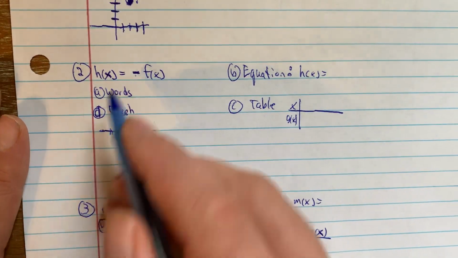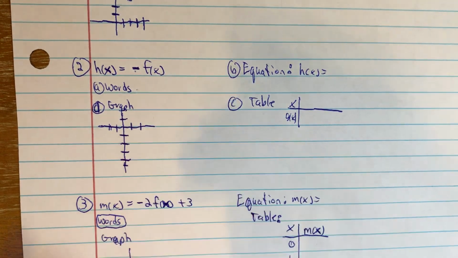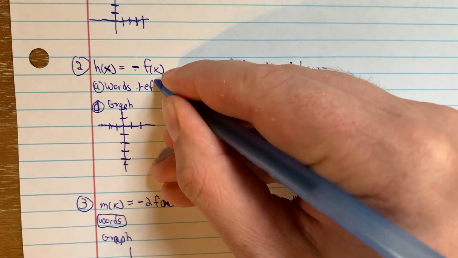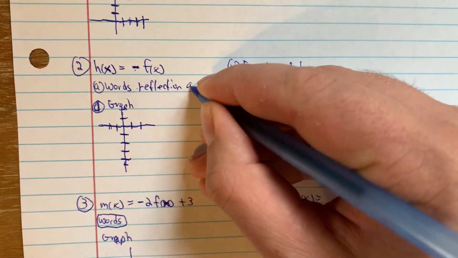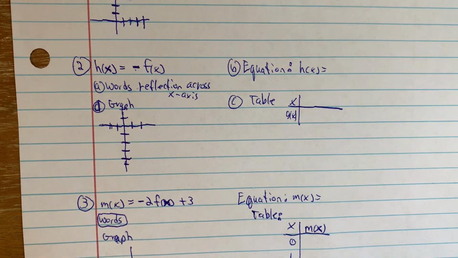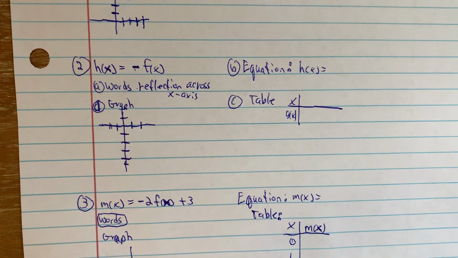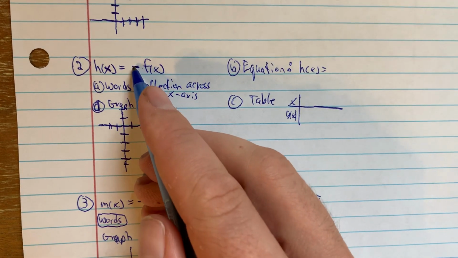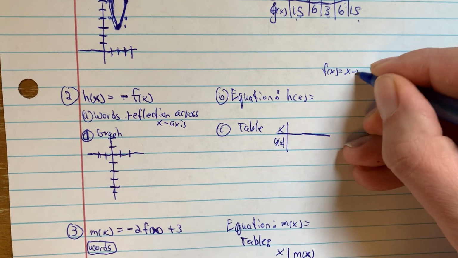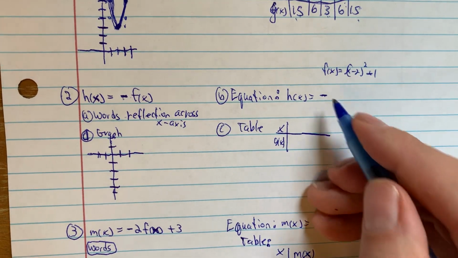This is another form of multiplying. When you have a negative in the front, it is a type of multiplying, but what transformation does it do? And hopefully we recognize this is a reflection across the x-axis. It's a vertical reflection. And this is the same as multiplying by -1. So let's see how this affects the equation. Our original equation was f of x equals x minus 2 squared plus 1. If we do negative f of x, that's going to be negative of this.